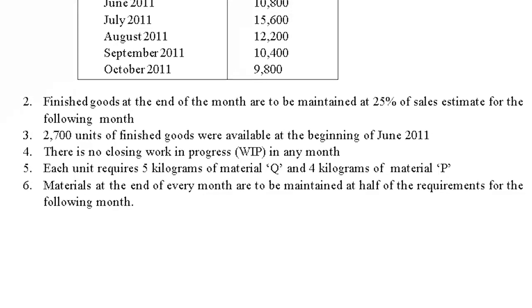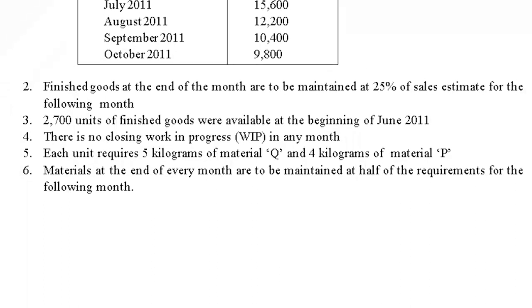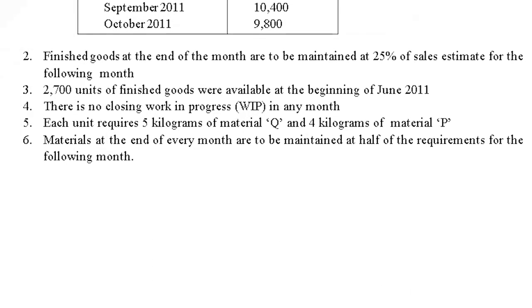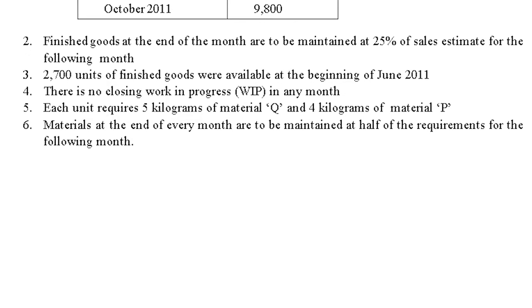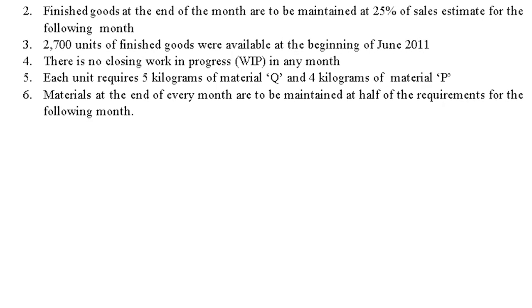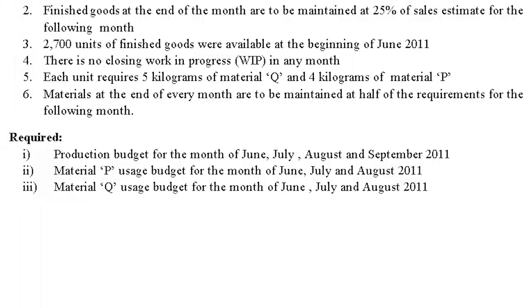3, 2,700 units of finished goods were available at the beginning of June 2011. Number 4, there is no closing work in progress in any month. Number 5, each unit requires 5 kilograms of material Q and 4 kilograms of material P. Number 6, materials at the end of every month are to be maintained at half of the requirements for the following month.